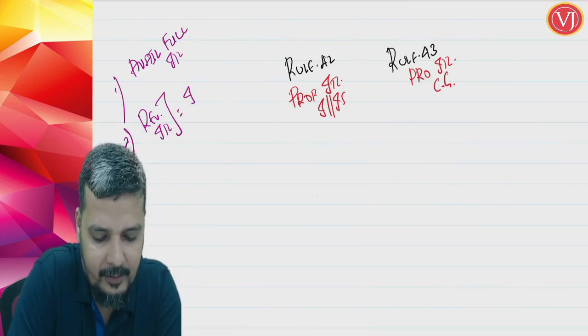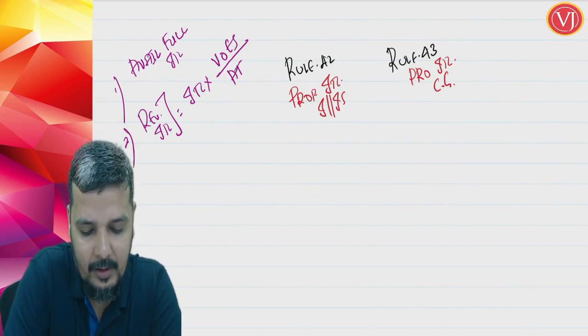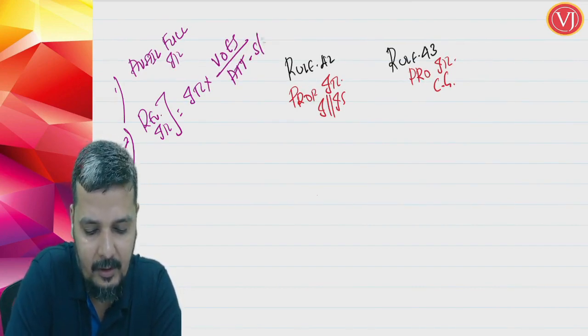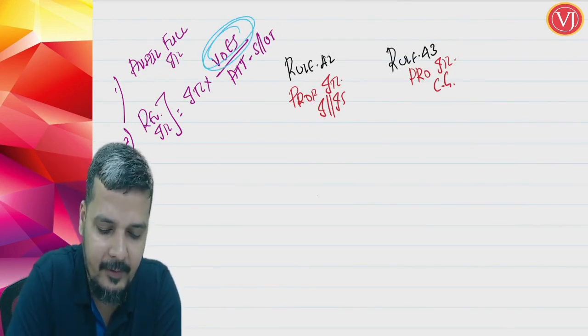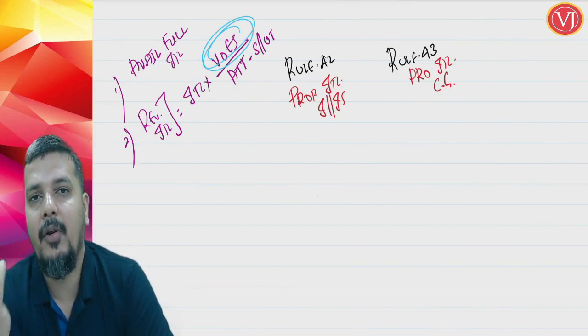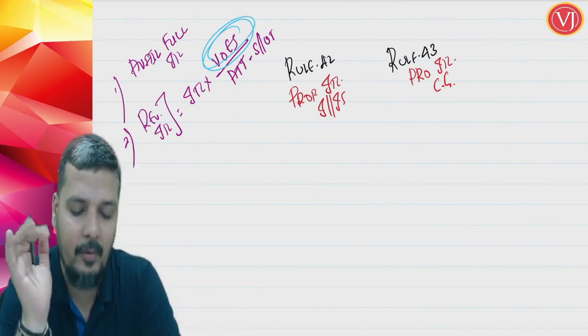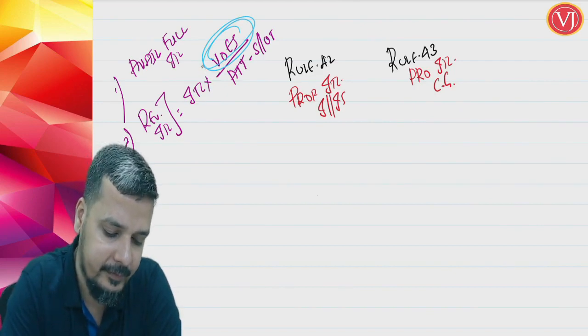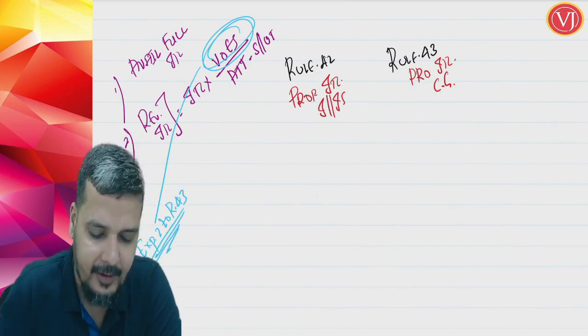The formula is ITC multiplied by value of exempt supplies divided by adjusted total turnover of that state or union territory. So basically, the focus is on value of exempt supplies. The more exempt supplies you have, the more will be the reversal. Explanation 2 to rule 43 defines this value of exempt supplies.